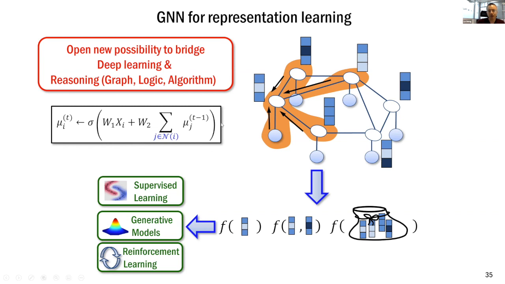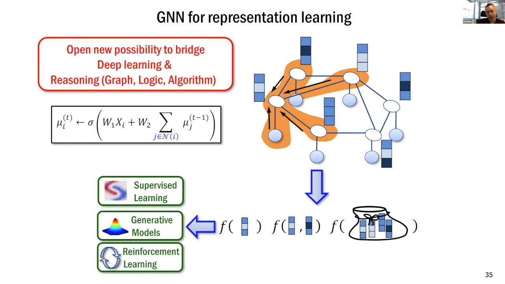This type of graph neural net allows you to integrate both structure information about the graph and also additional node information. It opens up lots of possibilities to bridge deep learning algorithms to logic reasoning, and even computer vision problems and combinatorial optimization problems. And this graph neural net-based model can also connect to lots of different objective functions, such as supervised learning, generative models, and reinforcement learning, to solve a diverse set of problems.